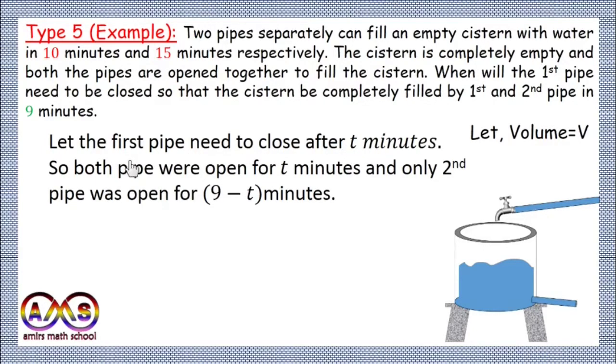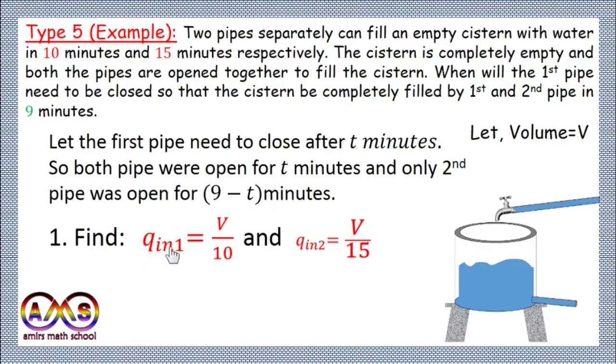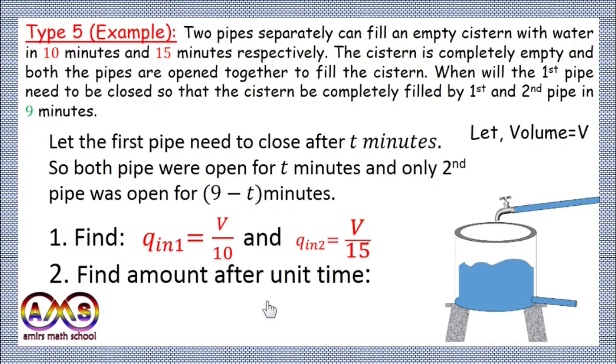Let the volume of the cistern be V, and let the first pipe need to close after t minutes. So both pipes were open for t minutes, and only the second pipe was open for 9 minus t minutes. First, the flow in for the first pipe is V by 10, and the flow in for the second pipe is V by 15, and the amount after unit time is Q in 1 plus Q in 2, since both pipes contribute flow in.